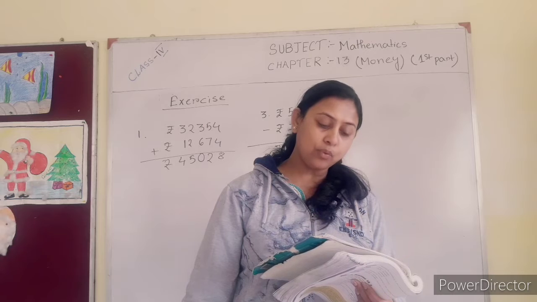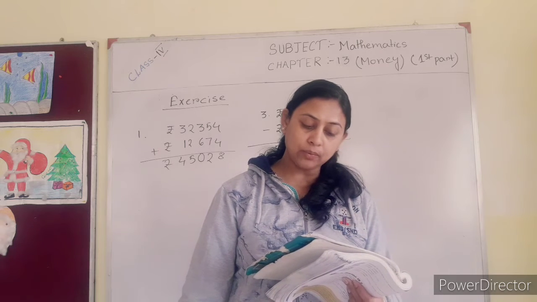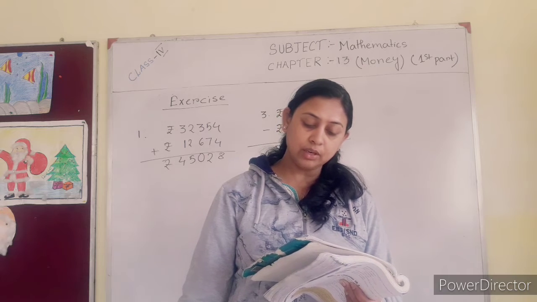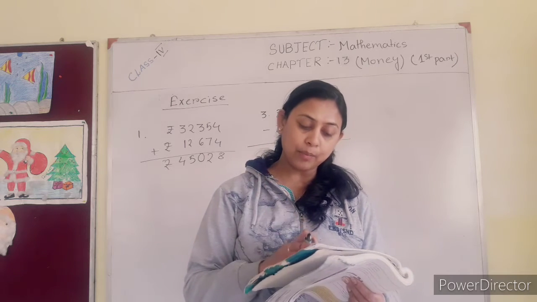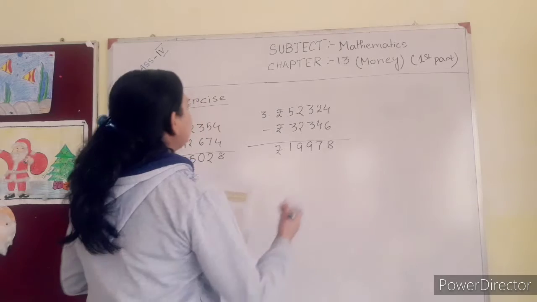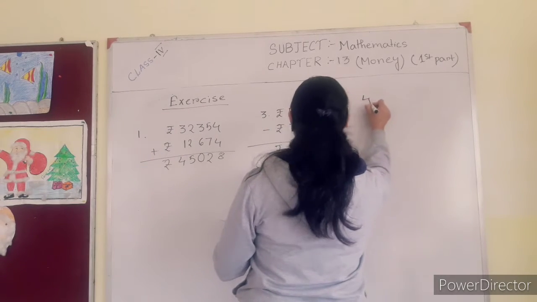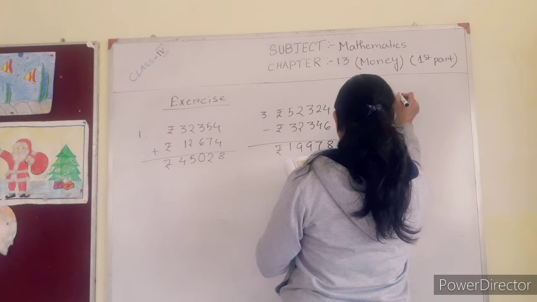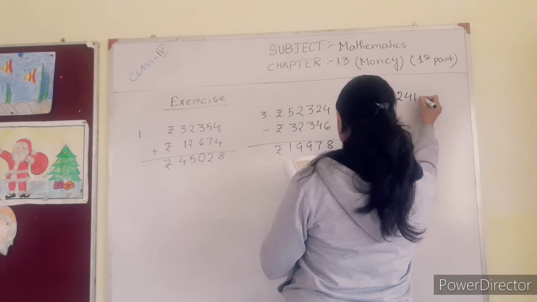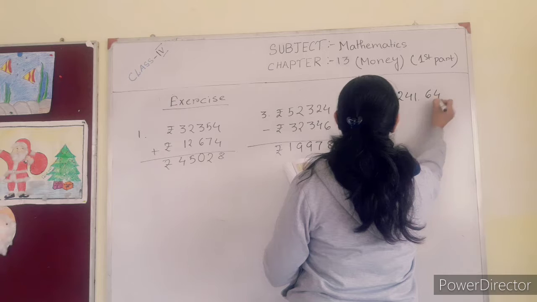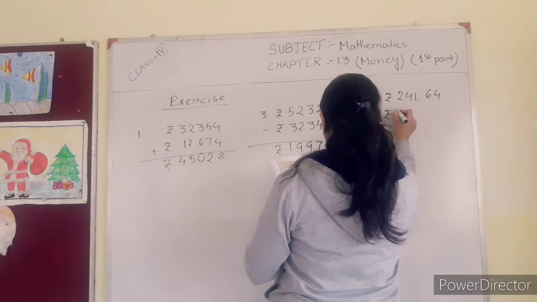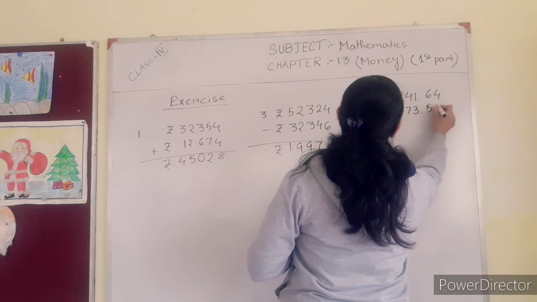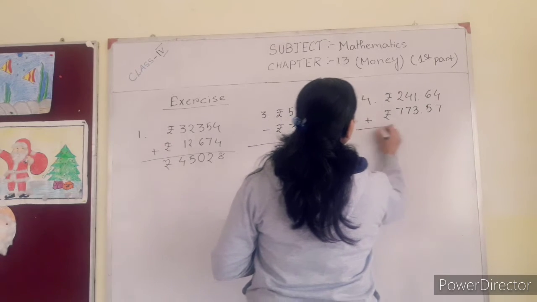503.82 from the sum of rupees 241.64 and rupees 773.57. First you add the amount, then you will subtract. Number 4. Rupees 241.64. Rupees 773.57. First you add these two amounts.